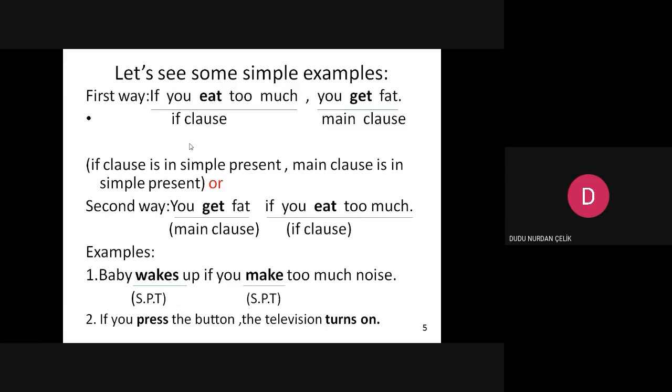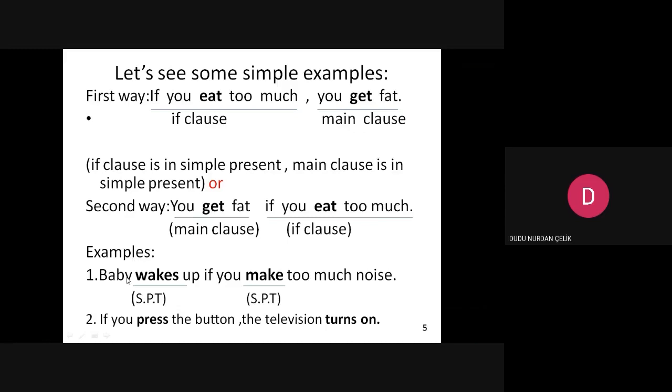And the second way can be: you get fat if you eat too much. Look, if we divide the sentence into two groups, you get fat is the first part, the main clause, the main sentence. And here we have the if clause, the if sentence beginning with if. And this is the second part of the sentence. So these two sentences are the same. There's no difference between them.